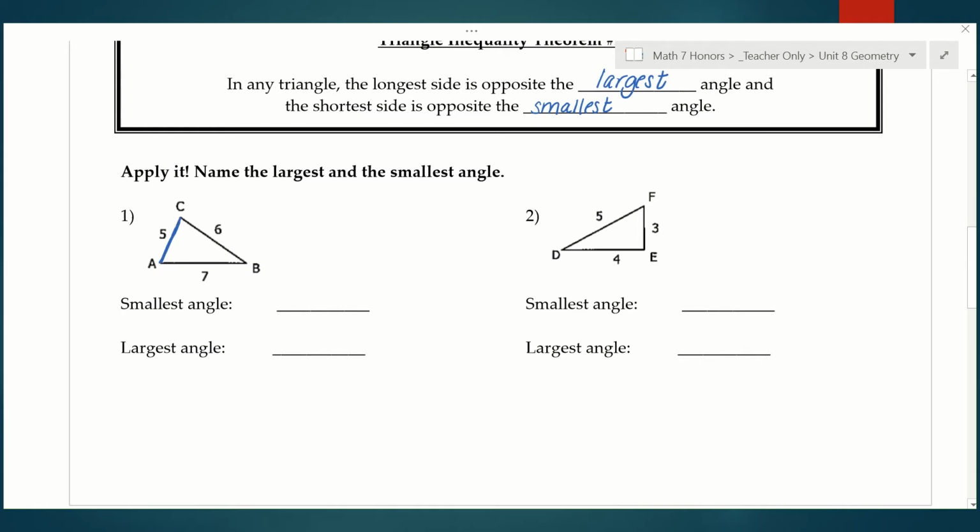Now the angle that is across from that side is going to be my smallest angle. So when I say across from it, I mean right there. Okay, so angle B would be my smallest angle.